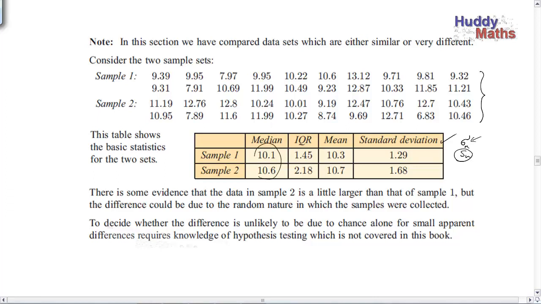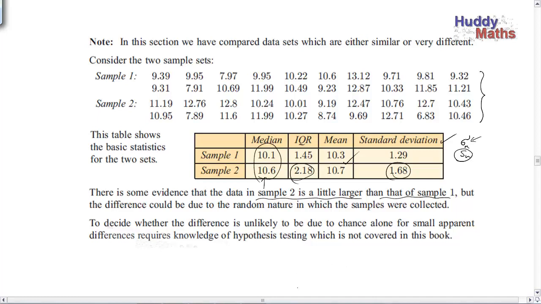So just doing all those statistics, you can't see much difference. See here the median, 0.5 in 10. That's not a very big shift. Interquartile range is slightly bigger here. Mean, very similar. Standard deviation is slightly different. So you might say sample 2 is a bit less consistent, a bit more variation in sample 2, but also sample 2 is a little larger than that of sample 1. But the difference could be due to the random nature.